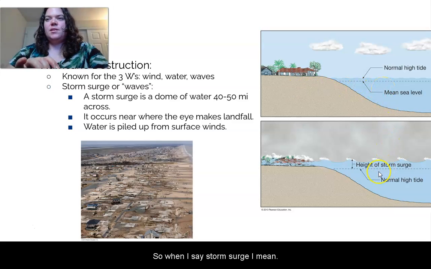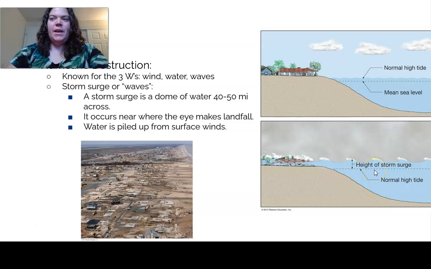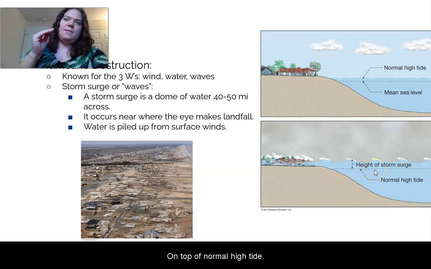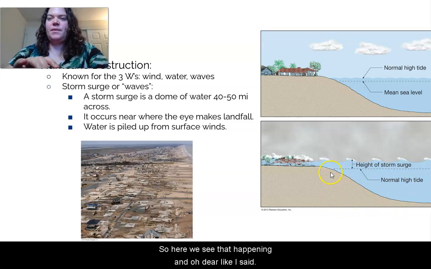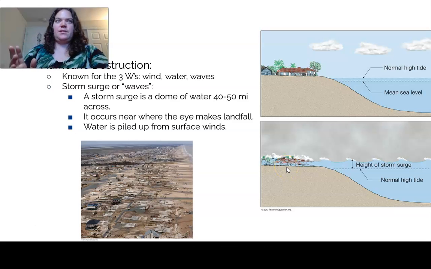So when I say storm surge, I mean water on top of normal high tide going onshore. So here we see that happening, and oh dear, like I said, the house is destroyed.